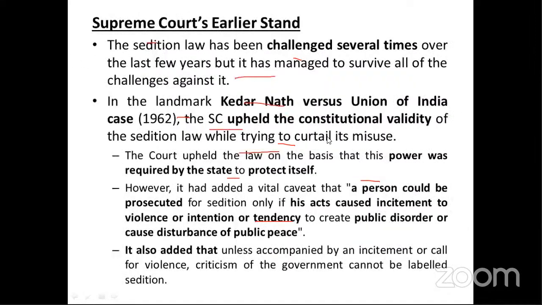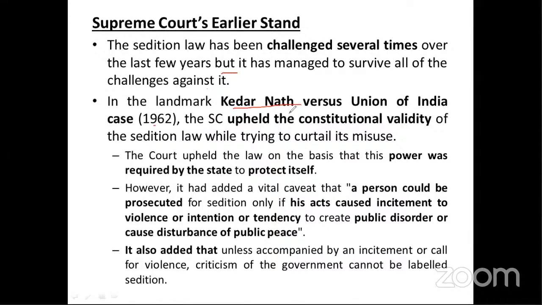Now, what did the Supreme Court earlier say about the sedition law? Cases about the sedition law have always been filed in the Supreme Court or High Courts. The sedition law has been challenged several times over the last few years, but it has managed to survive all of the challenges against it. A famous case here is Kedarnath versus Union of India, 1962. You can write this case down.